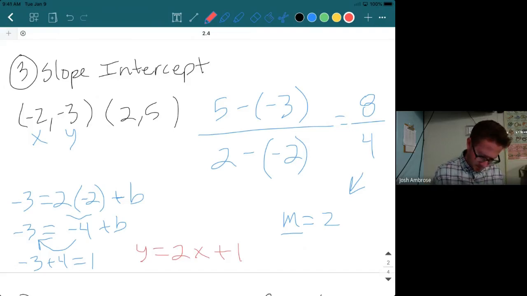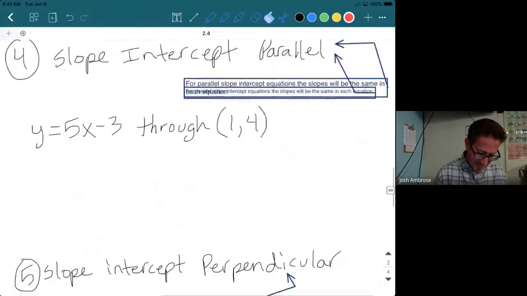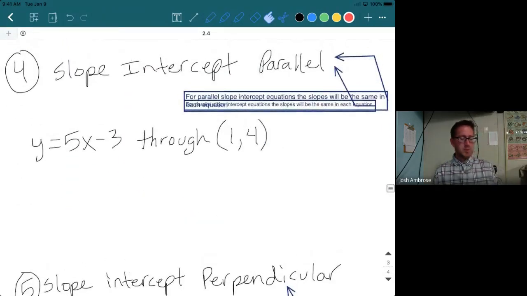Perfect. Okay, so right there, that is going to be the equation. Let's get this boxed up. That is slope intercept. All right, perfect. Next, let's move in to slope intercept, but lines are parallel.